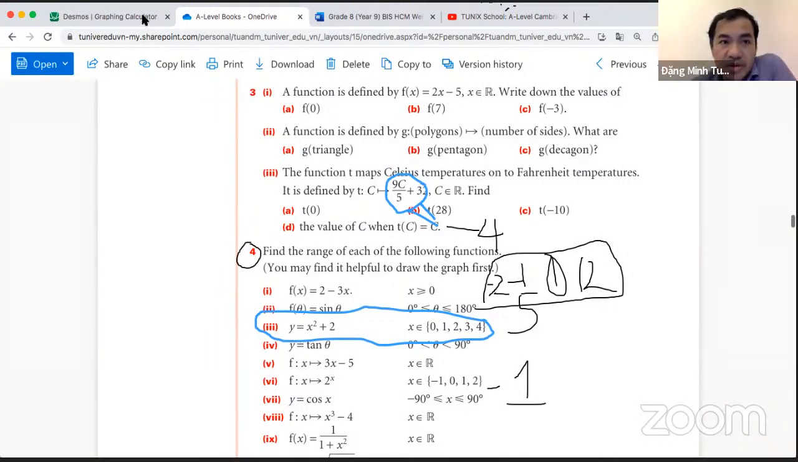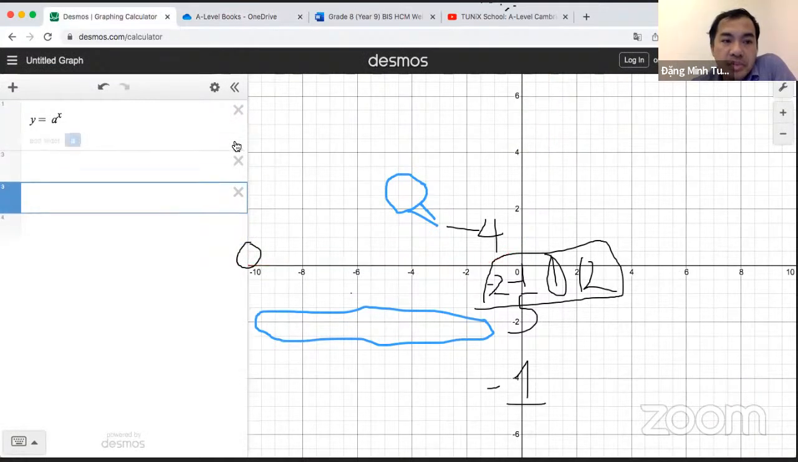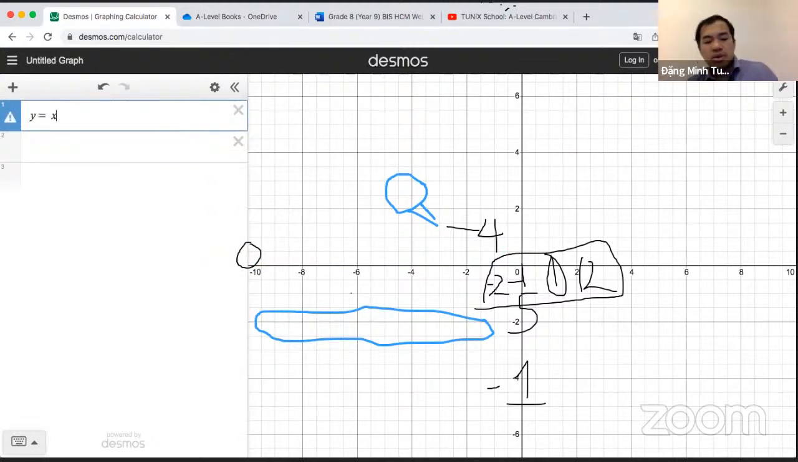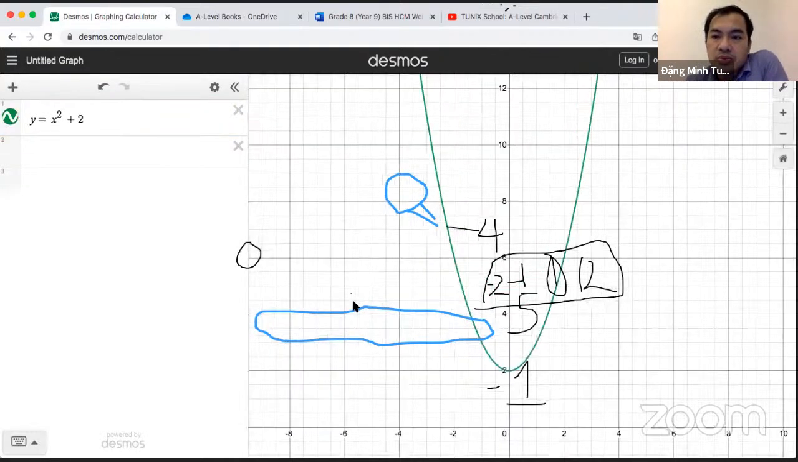Now I'm going to show you for the dash mode here, it's easy. X square. Now look at this one. X square. Y equal to x square plus 2. Here, look at this one, right?